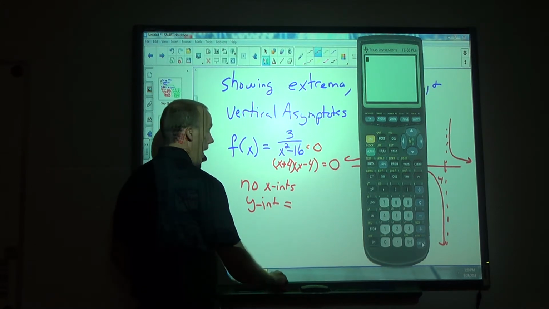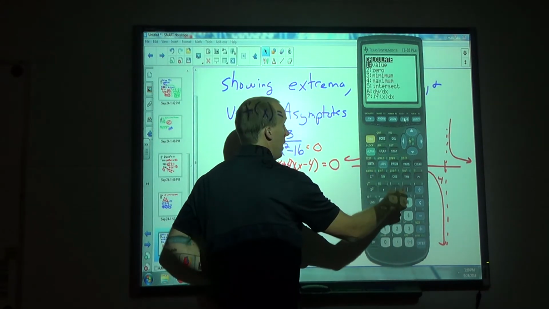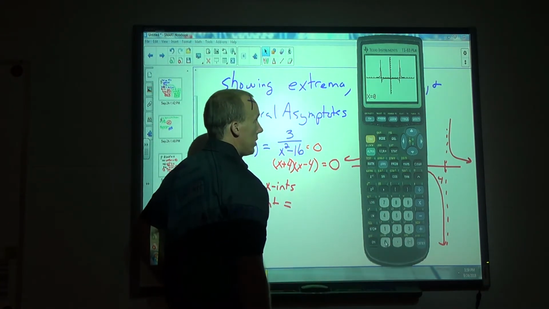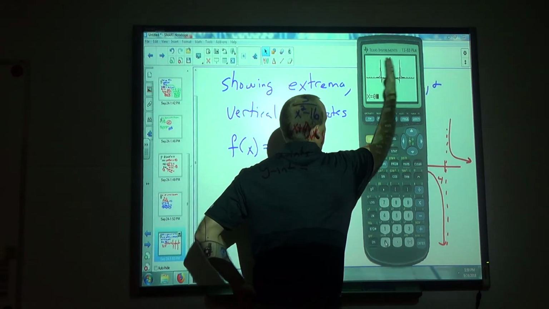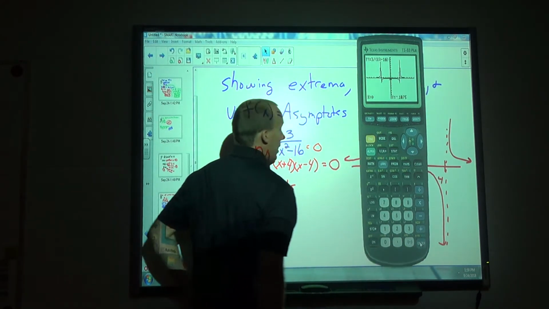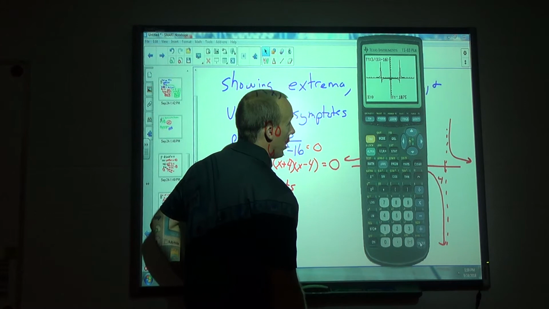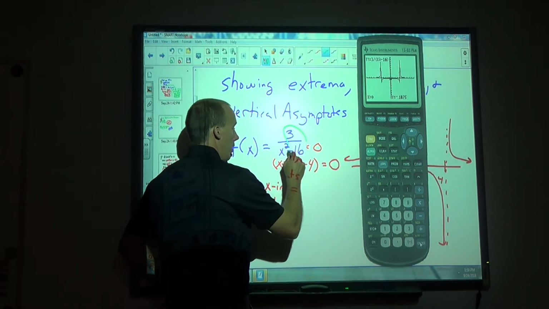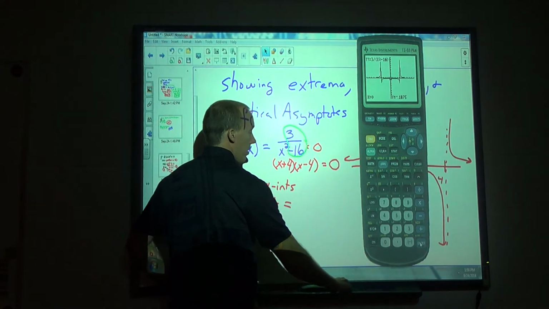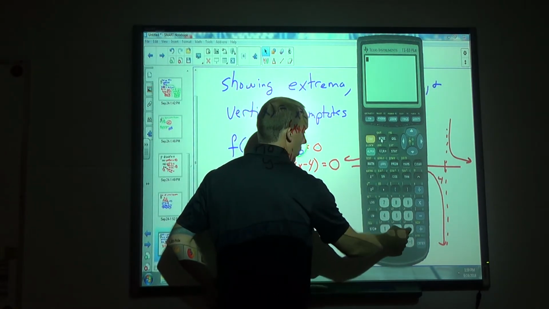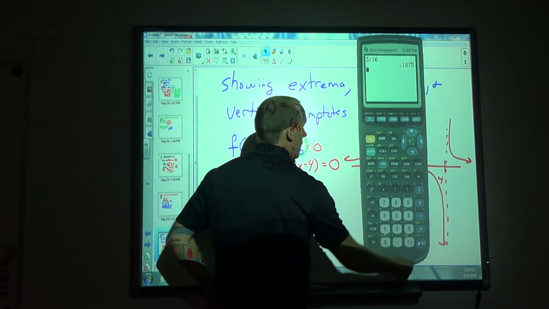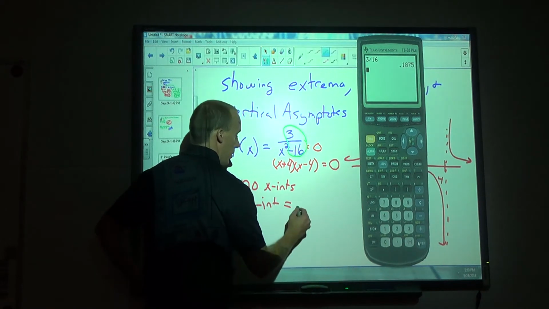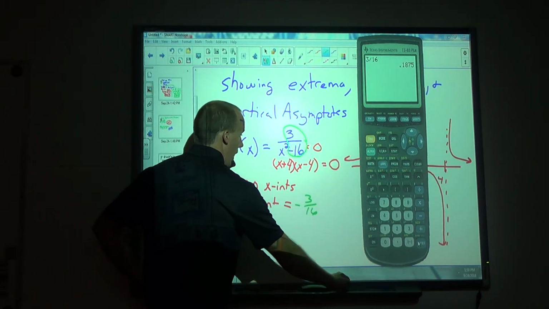Okay, how about y-intercepts? How do we calculate that? Second calculate the value when x equals what? 0. So right here when my x is 0, that's the height at the y-axis, and it's -0.1875. That also is this number right here, -3/16. If I go second quit and go 3 divided by 16, is that the same 0.1875? Yep, so -3/16 is the y-intercept.